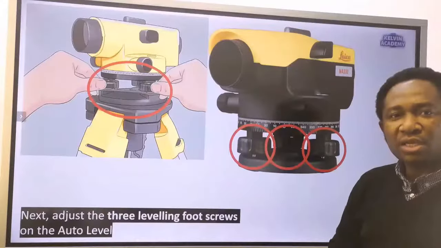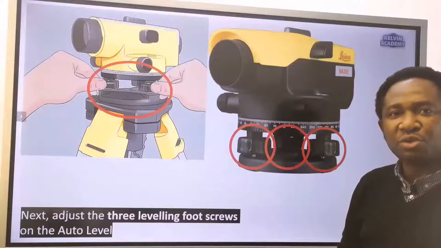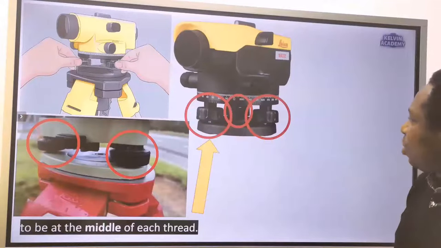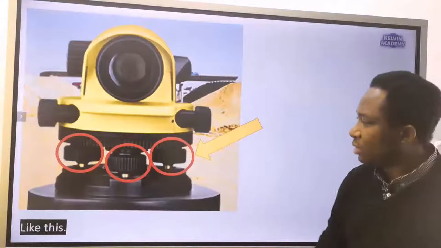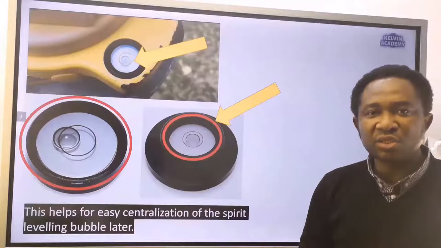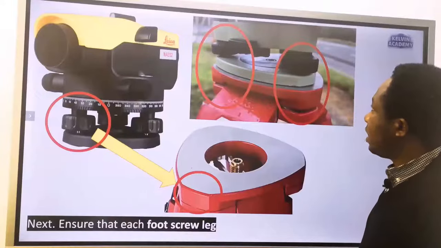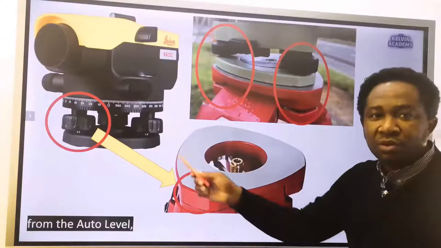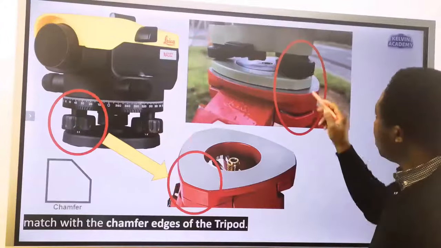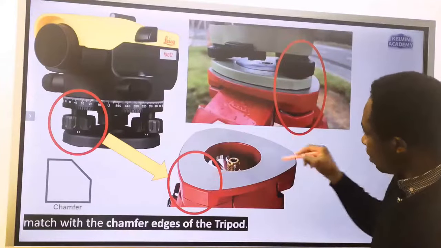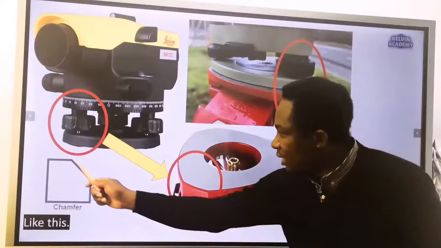Next, adjust the three leveling foot screws on the auto level to be at the middle of each thread, like this. This helps for the easy centralization of the spirit leveling bubble. Next, ensure that each foot screw leg from the auto level matches with the chamfer edges of the tripod, like this.